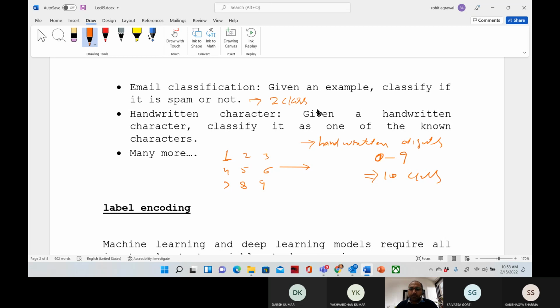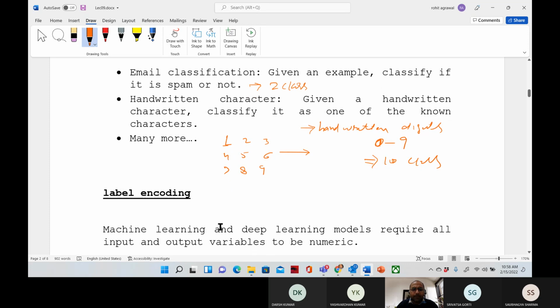We will discuss this in detail. So the examples are not limited. I have given just two examples, email classification and handwritten characters, but the examples are not limited. So till now it is clear what is classification, and some examples of classification.